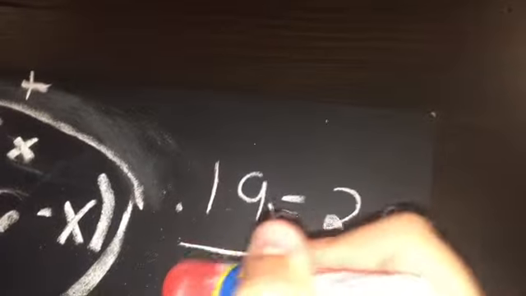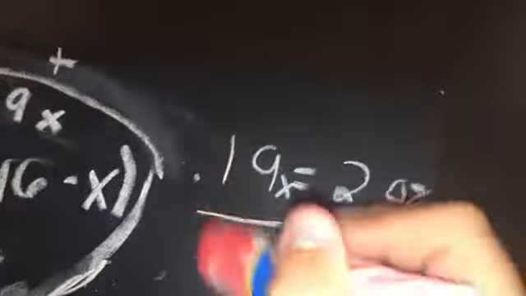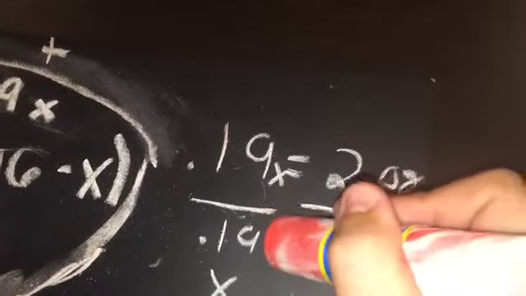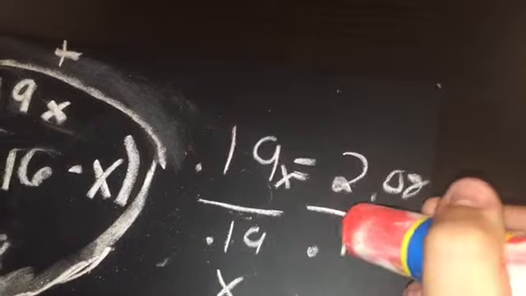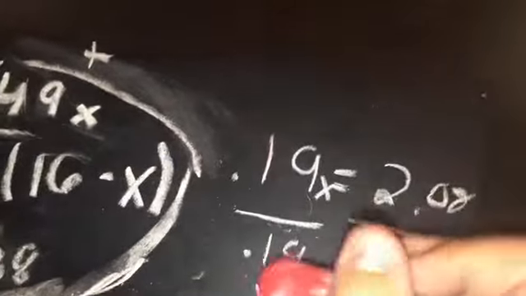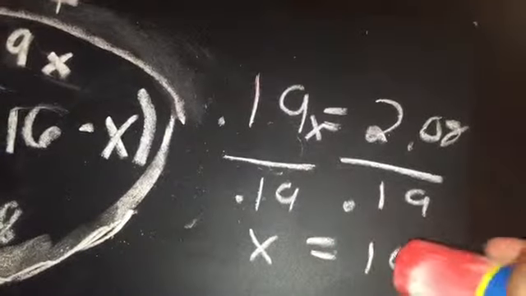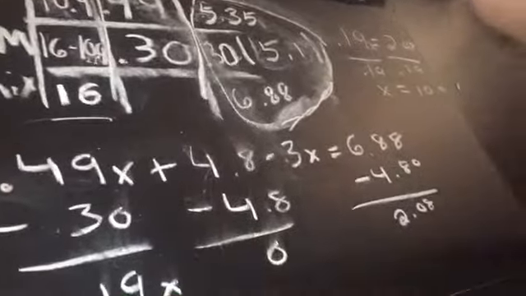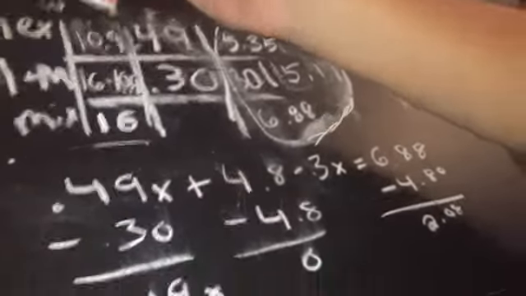Alright, to get x by itself, we've got to divide by 0.19. So this will get x alone. And then what you do to one side, you've got to do to the other. So 2.08 divided by 0.19 equals 10.9.